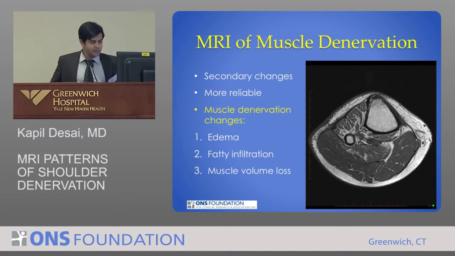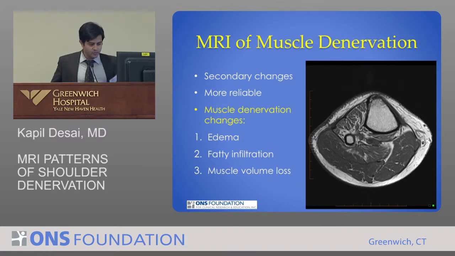But what is really more reliable is looking for the secondary signs of nerve problems, which is ultimately muscle denervation, okay? And these are very, very reliable and can give you a sign that something really bad is going on. And what's really nice, too, is muscle denervation follows a very specific, predictable pattern. The muscle will first become edematous, become slowly infiltrated by fat, and ultimately lose volume.